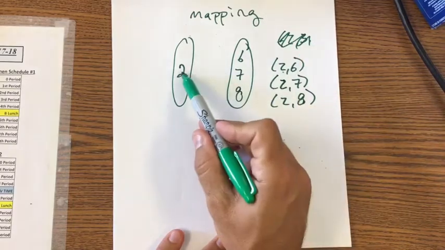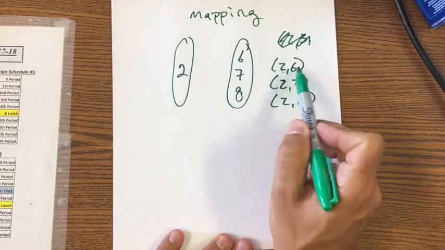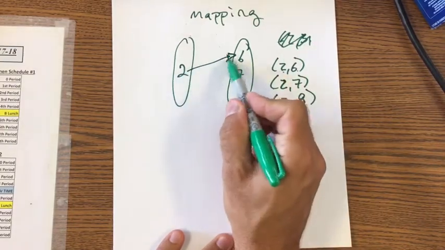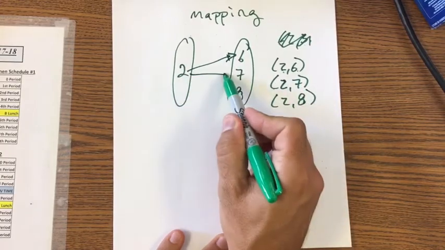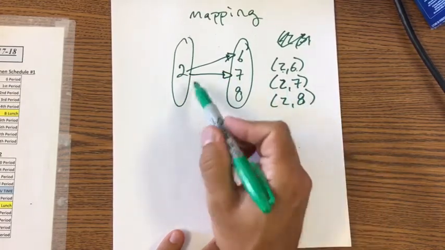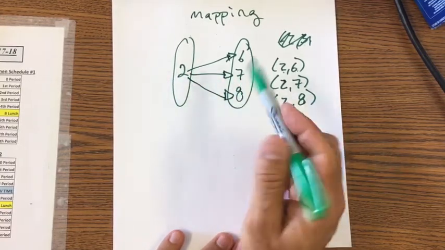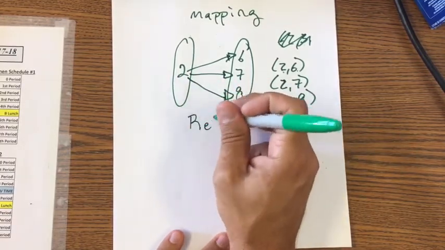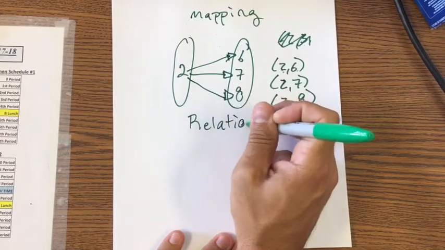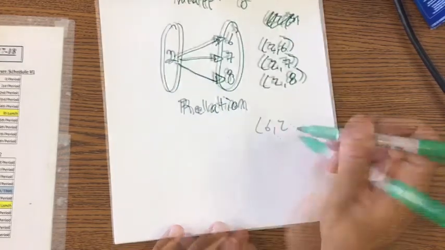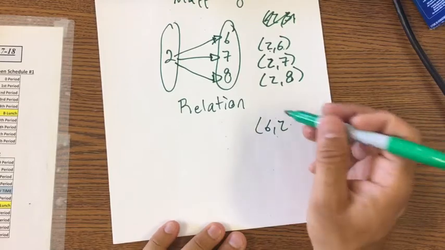And I draw an arrow from the x to the y. So 2 goes to 6. 2 goes to 7. 2 goes to 8. So notice this x is throwing multiple arrows, which makes it a relation. Each x can only throw one arrow. Sorry, I got a phone call in the middle of that video, that's why it stopped.